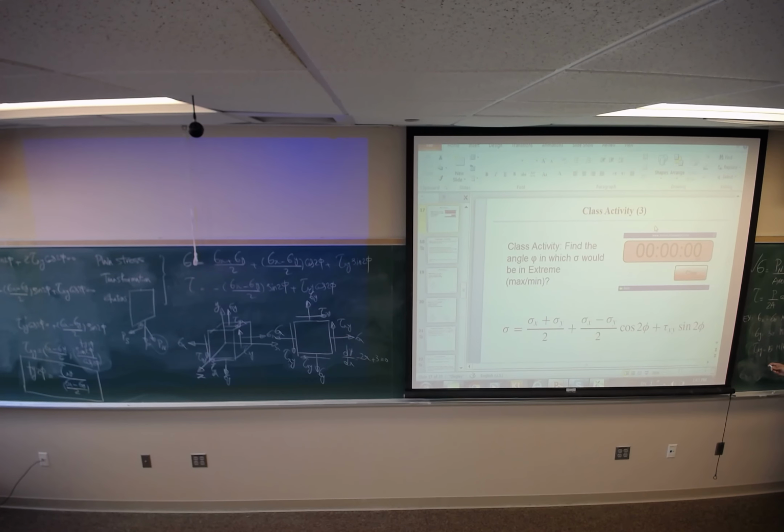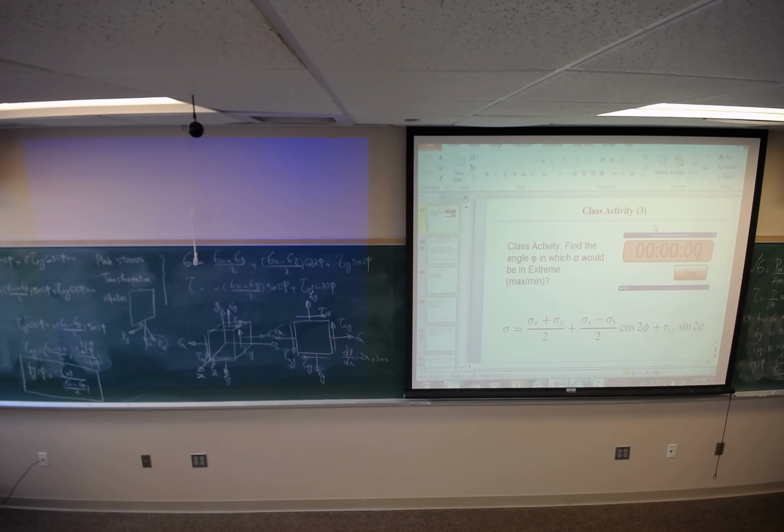at extreme value? So the tangent of 2 phi is going to be 2 tau xy, 15, over sigma x, 60, minus 30, dividing by 2: (sigma x minus sigma y) divided by 2, and tau xy is up there. 60 minus 30 is going to be 30, dividing by 2 is going to be 15. 15 over 15 is going to be 1. Which angle has the tangent equal to 1?